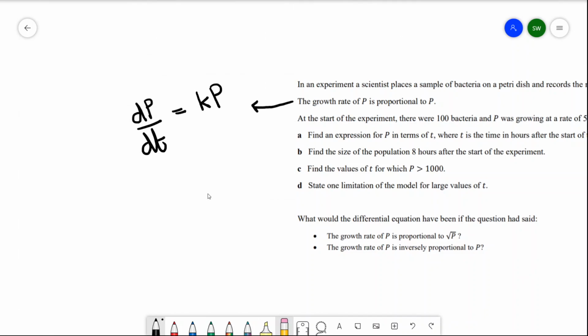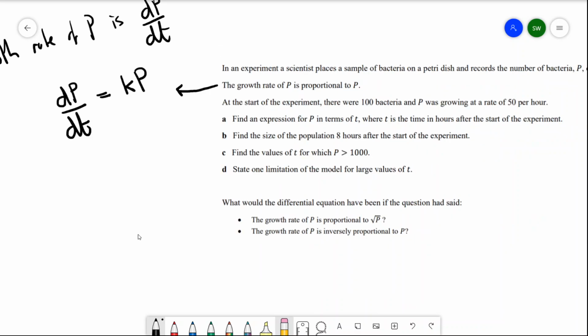So the key thing to realise here is that the growth rate of P is the rate of change of P with respect to time, so dP by dt. And you'll notice that this is a differential equation. So this is going to be really useful. You're always going to start these questions by forming a differential equation with a derivative in. And almost always the first part of the question will be solving this differential equation to find out what is the population in terms of time.